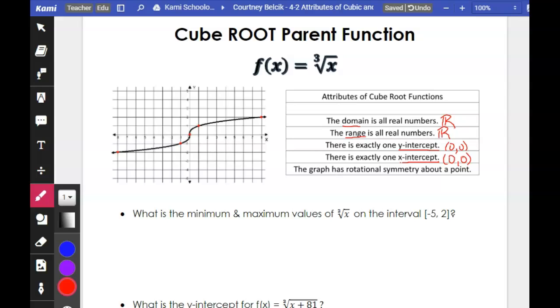And it turns out that the graph also has rotational symmetry about the point 0, 0. If you were to take it and rotate it, the origin would stay exactly where it is, but the new graph would coincide with the old graph before you rotate.